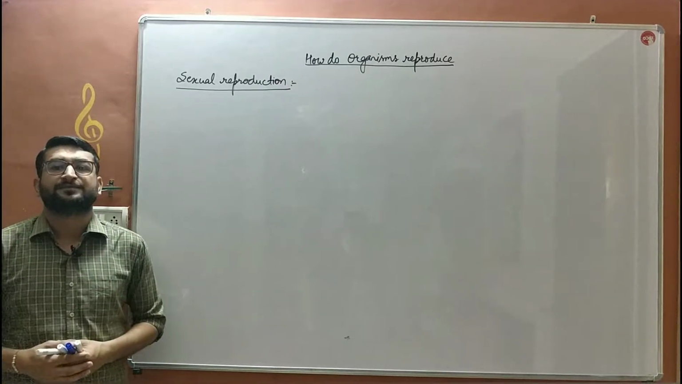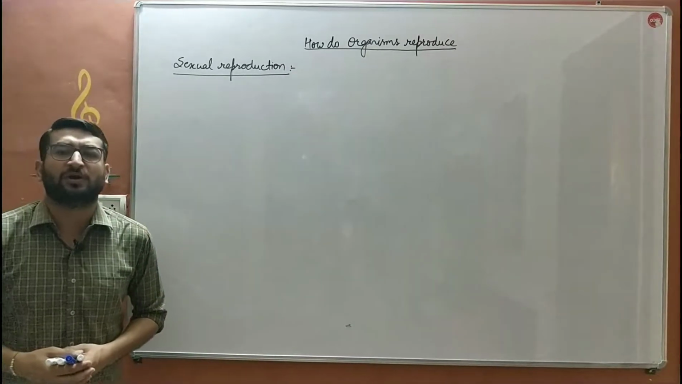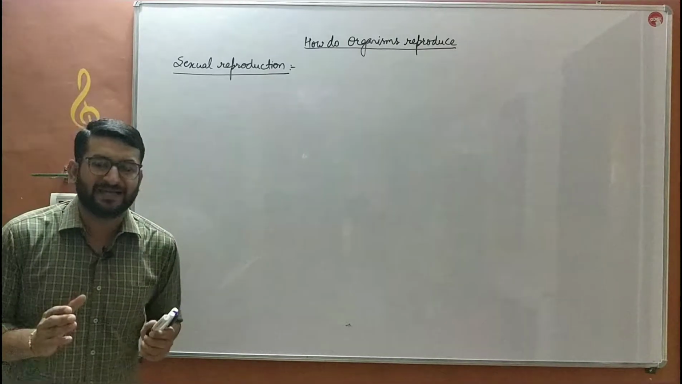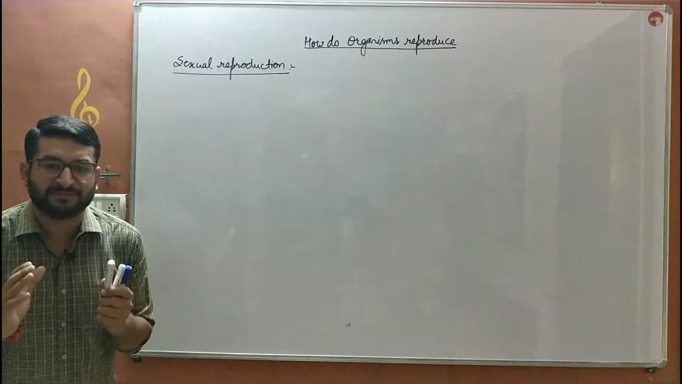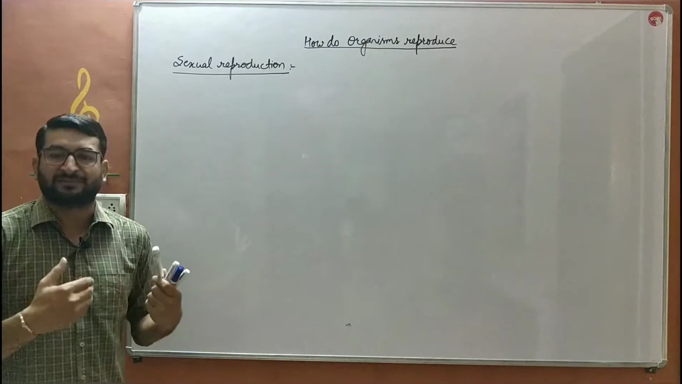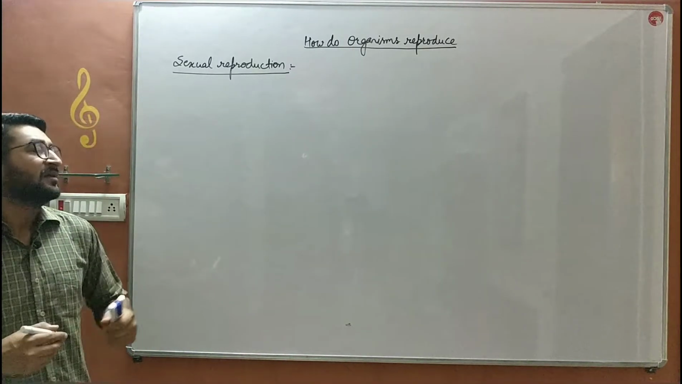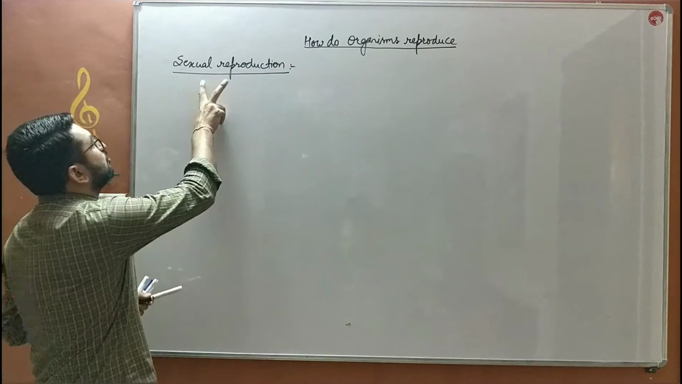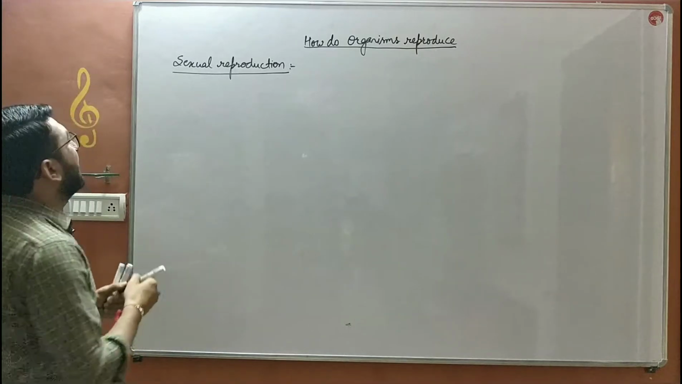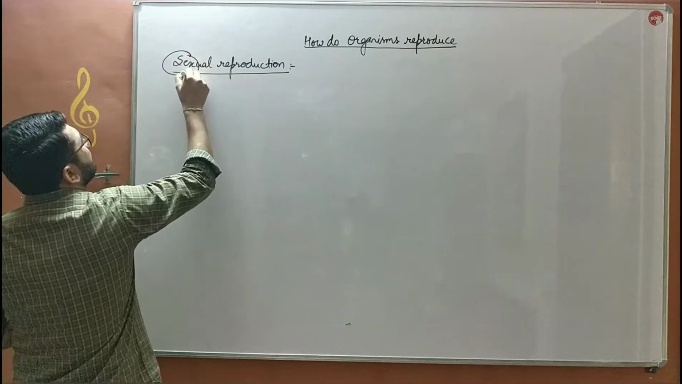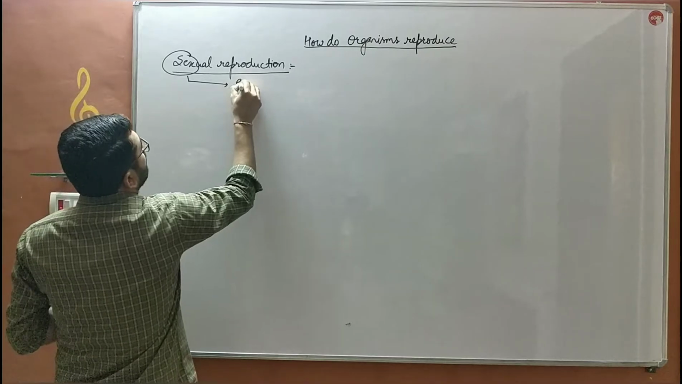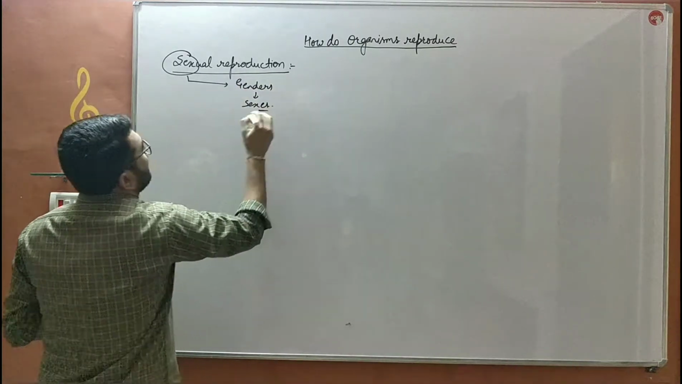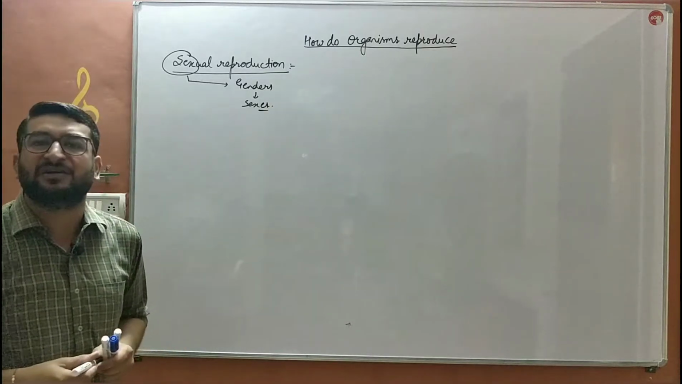Hello children, we are discussing the chapter How Do Organisms Reproduce. In our previous video we discussed the asexual mode of reproduction, its types and all the examples which can be included in your syllabus. Now we will discuss the next half of this chapter, that is sexual reproduction. As its name indicates, it is the mode of reproduction in which two genders or two sexes are involved, that is one male and another one female.